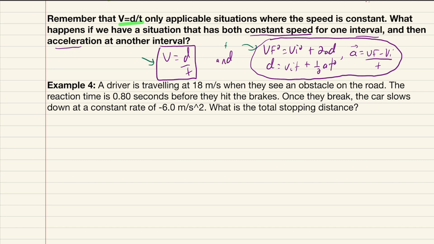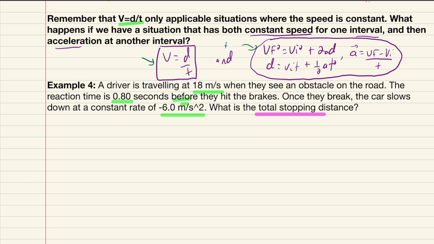So if we look at this example, where it says a driver is traveling at 18 meters per second when they see an obstacle on the road. The reaction time is 0.8 seconds before they hit the brakes, and that's a key word, before. Once they brake, the car slows down at a constant rate of negative 6.0 meters per second squared. What is the total stopping distance?